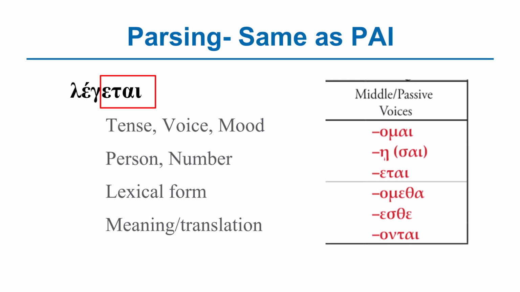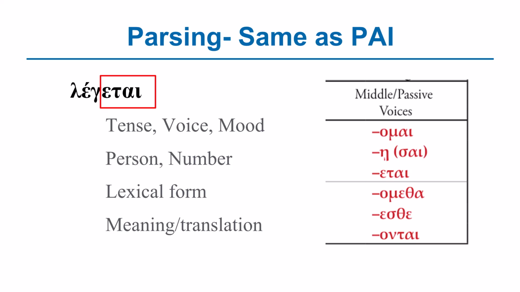Remember that song that I gave you? Luomai, lue, lue tai, luometha, lueste, luontai, luomai, lue, lue tai. There's that etai at the end. That etai is in the 3rd person singular. So when you know that song, it's going to help you a lot on the verbs. So because I've known the paradigm, I can tell that etai is coming from the mid or passive voice.